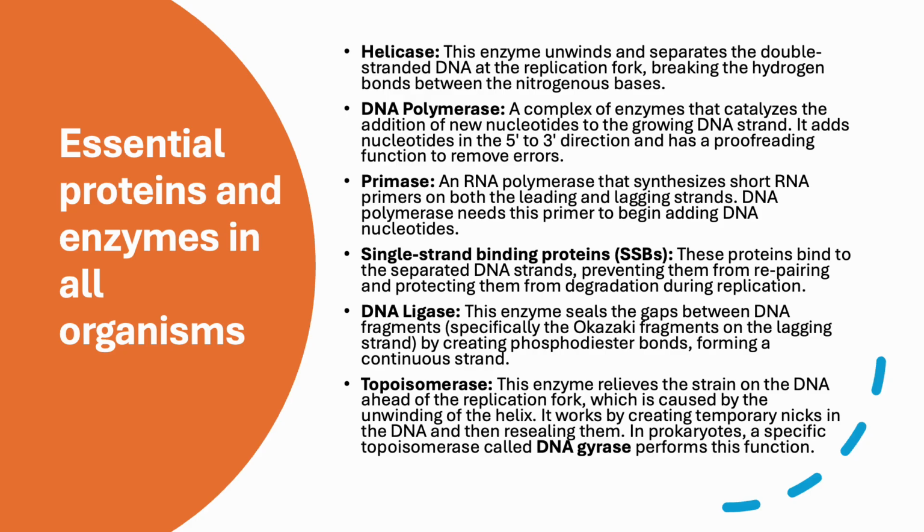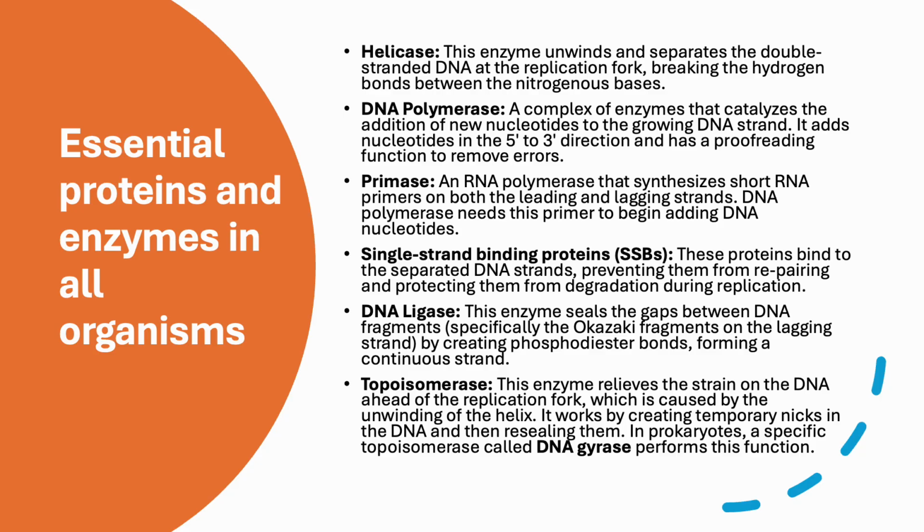In summary of the essential proteins and enzymes during DNA replication, we said helicase helps in unwinding and separating the double-stranded DNA at replication forks, breaking the hydrogen bonds between nitrogenous bases. DNA polymerase is a complex enzyme which catalyzes the addition of new nucleotides to grow the DNA strand. It adds nucleotides in the 5' to 3' direction and has a proofreading function to remove errors, as I said. This will occur in the leading strand with no disruption. In the lagging strand, we will see what will happen.